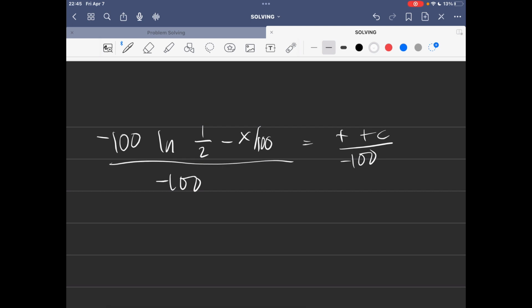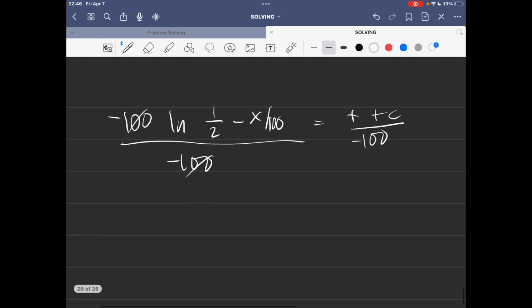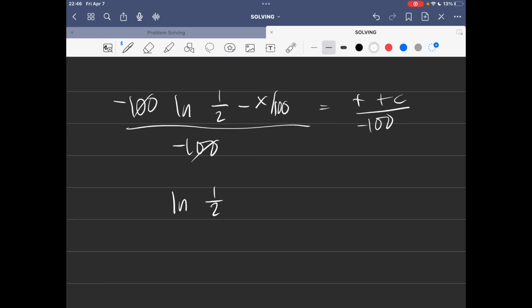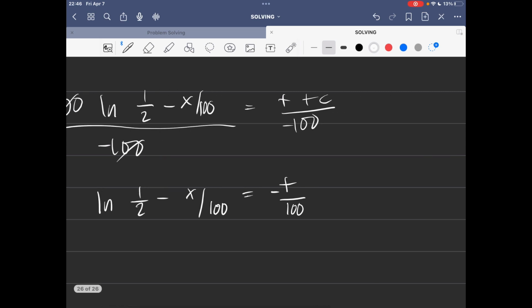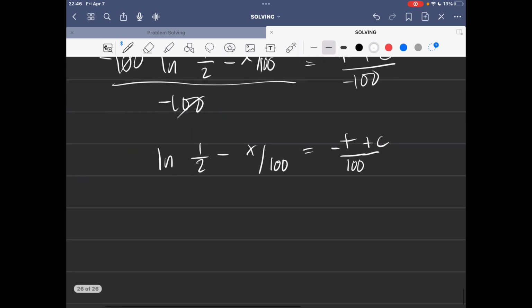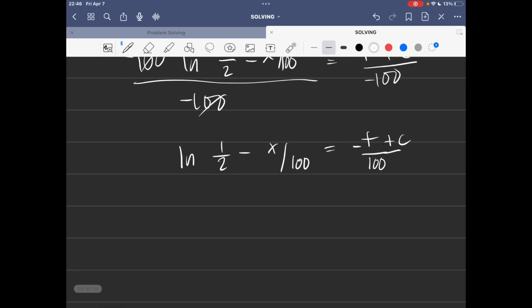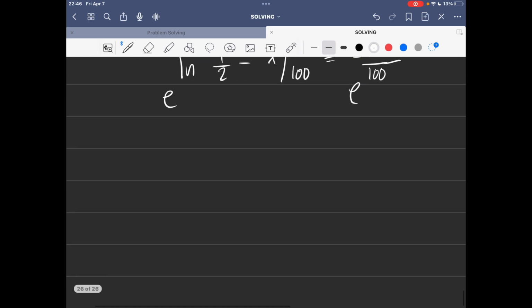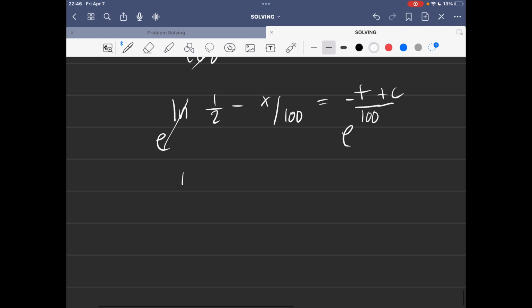Negative 100. So you can cancel. We'll have ln of 1/2 minus x over 100 is equal to negative t over 100 plus c. Then we can exponentiate to cancel ln. So we'll have 1/2 minus x over 100 equals e raised to negative t plus c over 100.